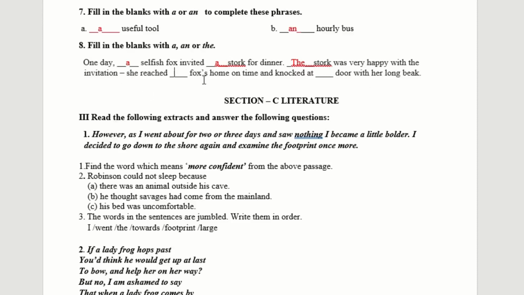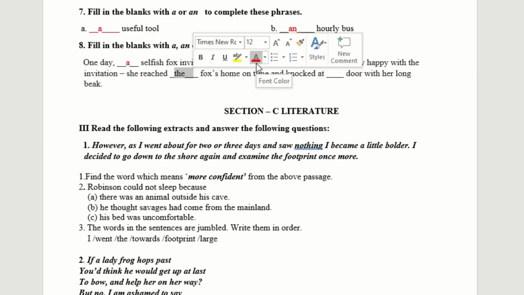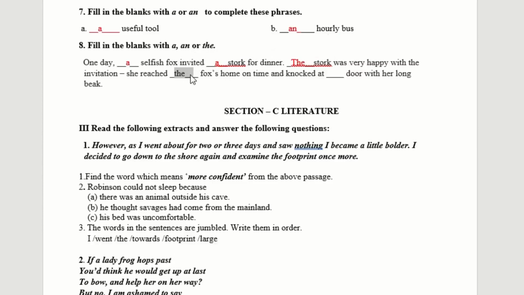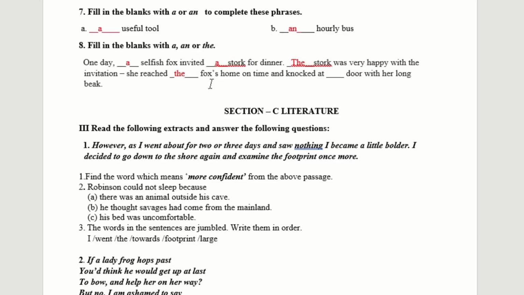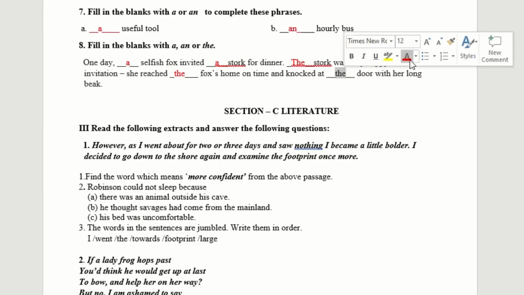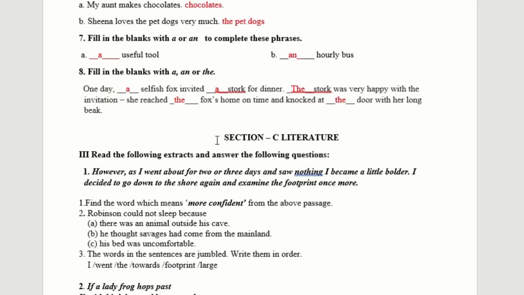She reached the fox's home. Again the word fox is repeated, so we can use the word the. It is already known because it is already introduced to us. That is why we are using the word the. The fox's home on time and knocked at the door with her long beak. Knocked at the door. Here, because it's a definite thing which is already familiar, we have to use the word the: at the door, with her long beak. Now our section A and B is over.